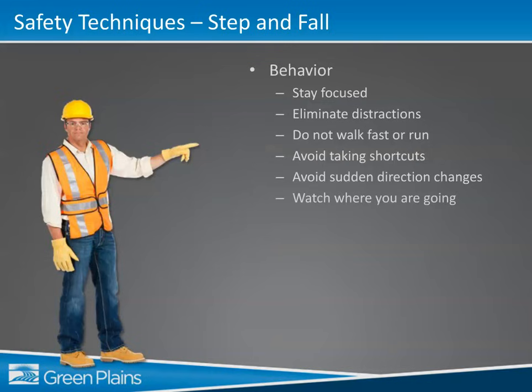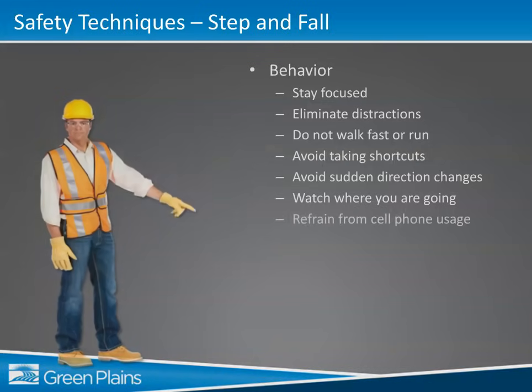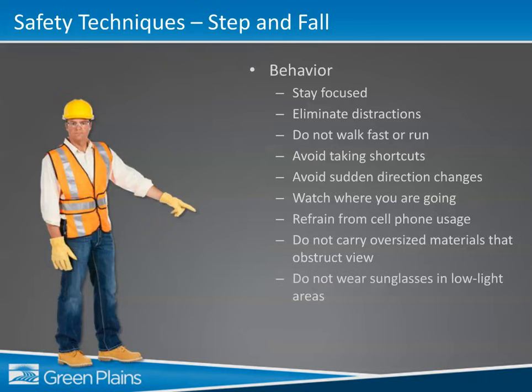Taking shortcuts, sudden direction changes, not watching where one is going, using a cell phone, carrying materials which obstructs the vision, wearing sunglasses in low light areas, not using designated walkways, and speed are common elements in many on-the-job injuries. These and other behaviors caused by lack of knowledge, impatience, or bad habits developed from past experiences can lead to falls and serious injuries.